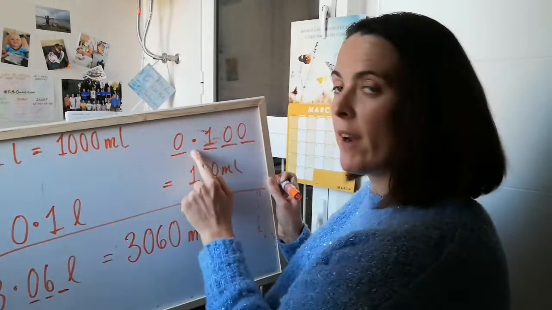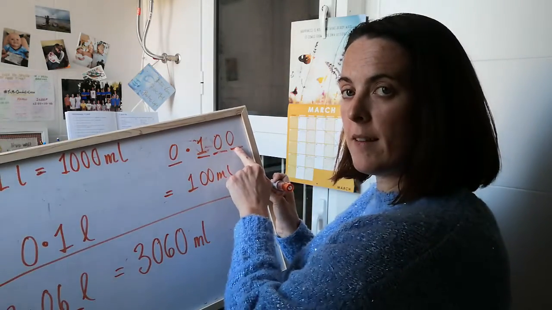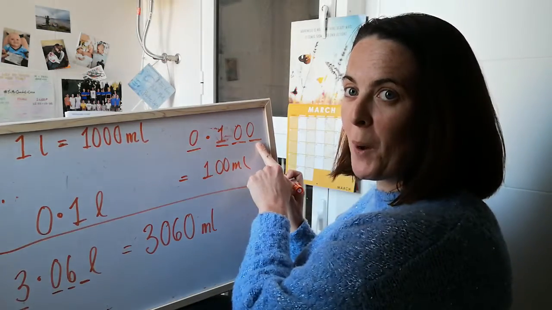The main thing to remember is 1 litre is 1,000 millilitres. And that, if you're writing with a decimal point, there are usually 3 decimal places to represent the 1,000 millilitres in a litre.